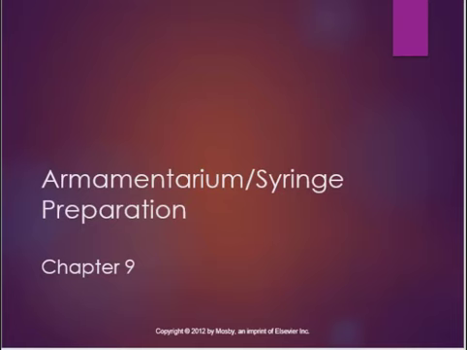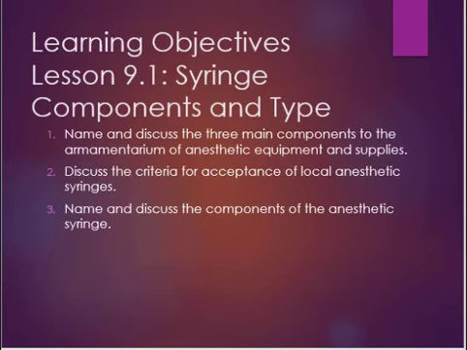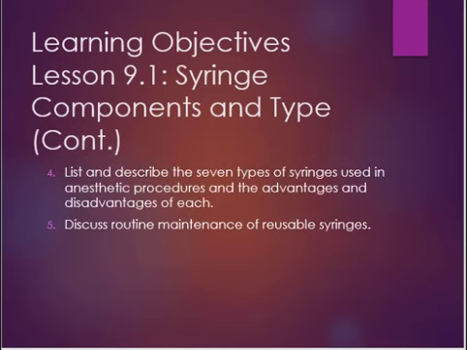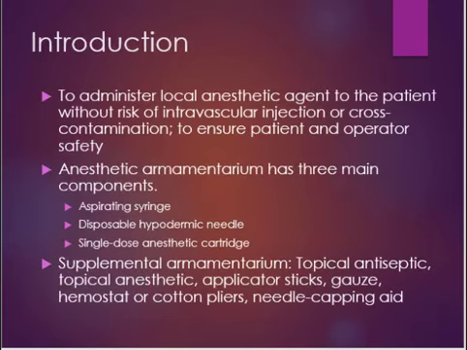Chapter 9 is the armamentarium and syringe preparation. In this chapter, we'll be discussing the main components of anesthetic equipment and supplies, the criteria for acceptance of local anesthetic syringes, the different components of the syringes, along with the different types of the syringes and their advantages and disadvantages. We'll also be talking about how to care for reusable syringes so that they can be used over and over again and sterilized.